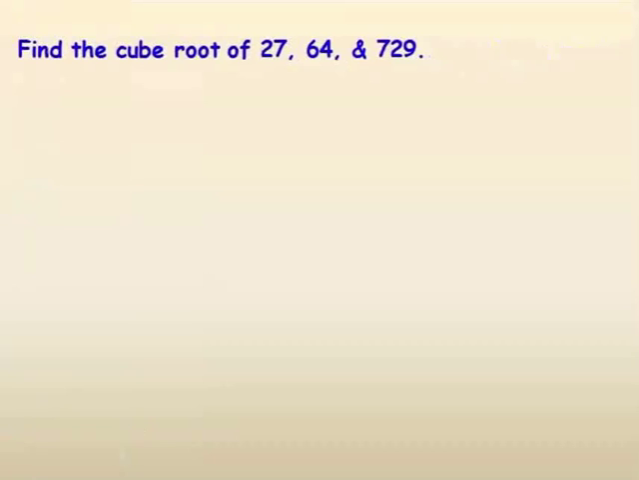Cube root of a number is a number which needs to be multiplied by itself 3 times. 27 is obtained by multiplying 3 by itself 3 times. 3 times 3 times 3 is 27. Hence, the cube root of 27 is 3.